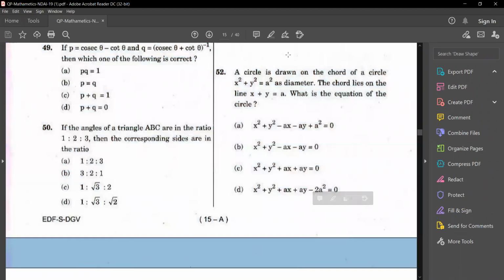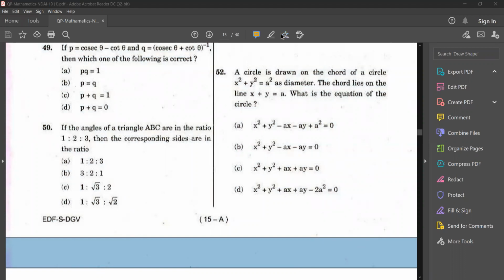A circle is drawn on the chord of a circle x square plus y square is equal to a square as diameter. The chord lies on the line x plus y is equal to a. What is the equation of the circle? Question number 52.